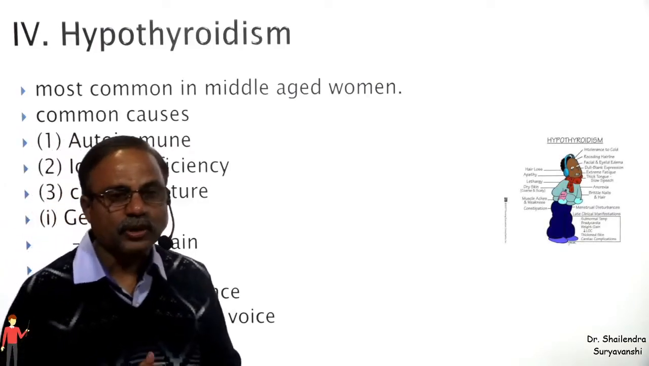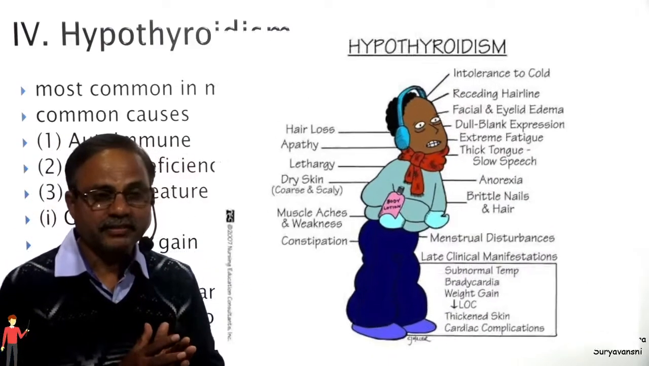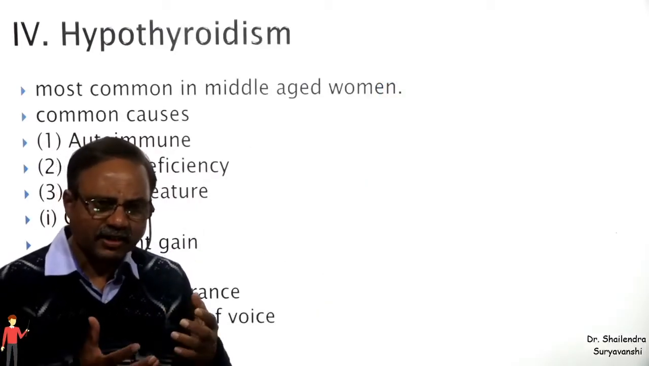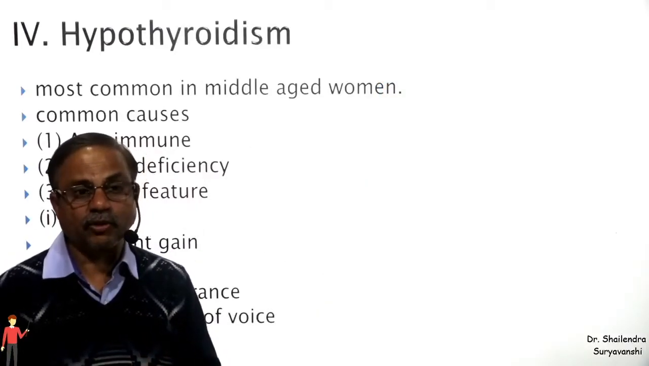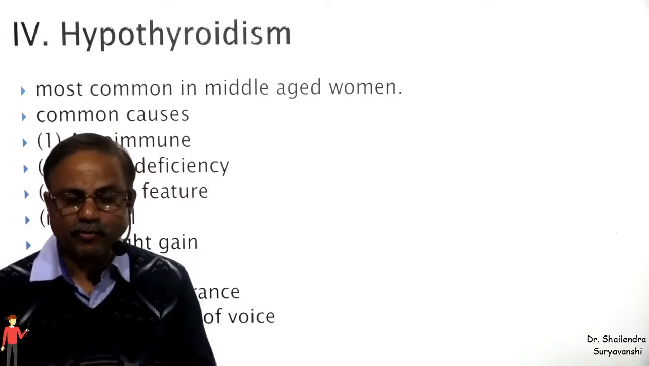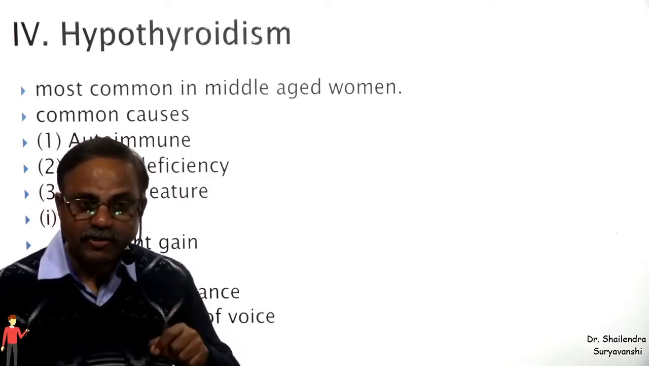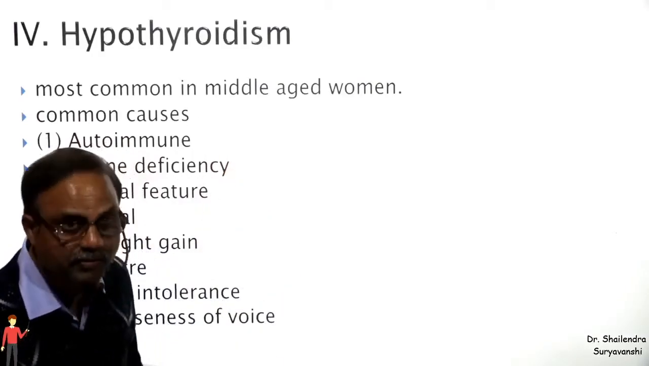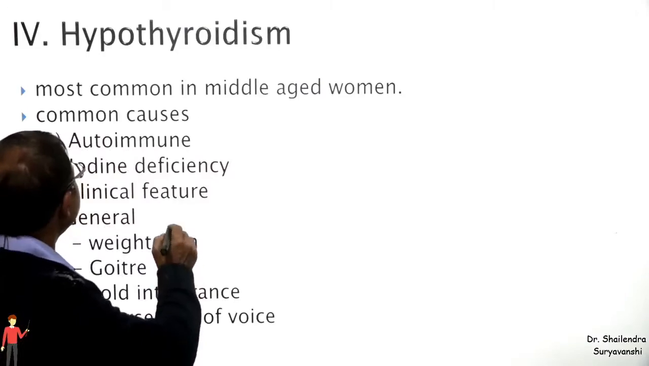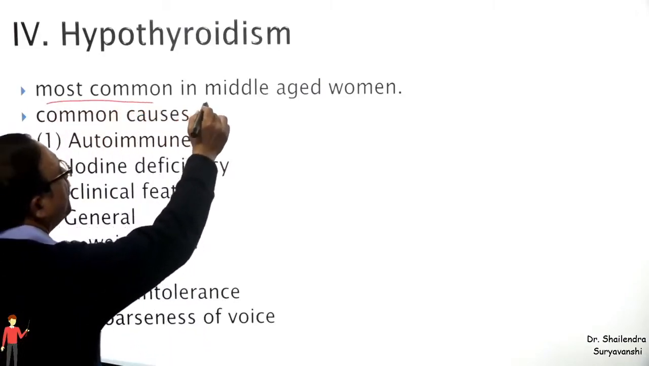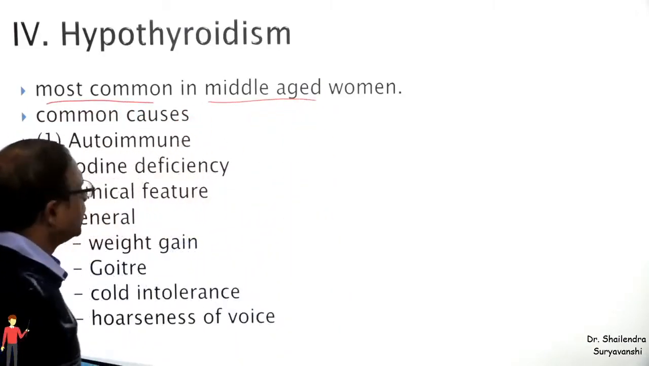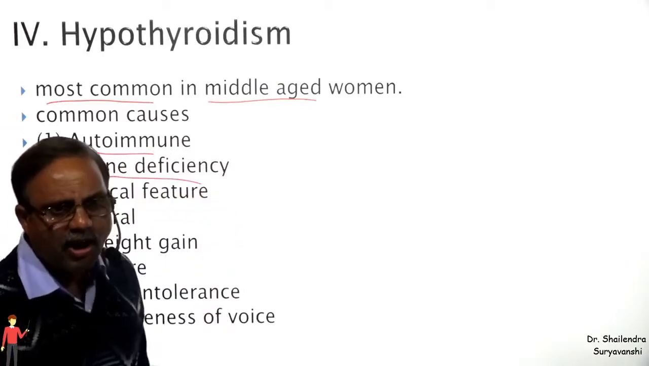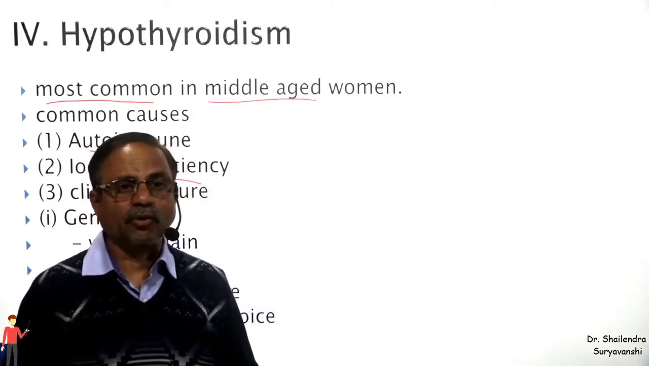Then this is hypothyroidism. In cretinism, we have seen that if there is deficient secretion of thyroid hormone, or if the child gets very little thyroid hormone from the mother, it results in the development of cretinism. However, if there is a deficiency in the later part of life, that will result in the development of hypothyroidism. It is very common in middle-aged women. The most common causes are autoimmunity and iodine deficiency. How does autoimmunity cause hypothyroidism?